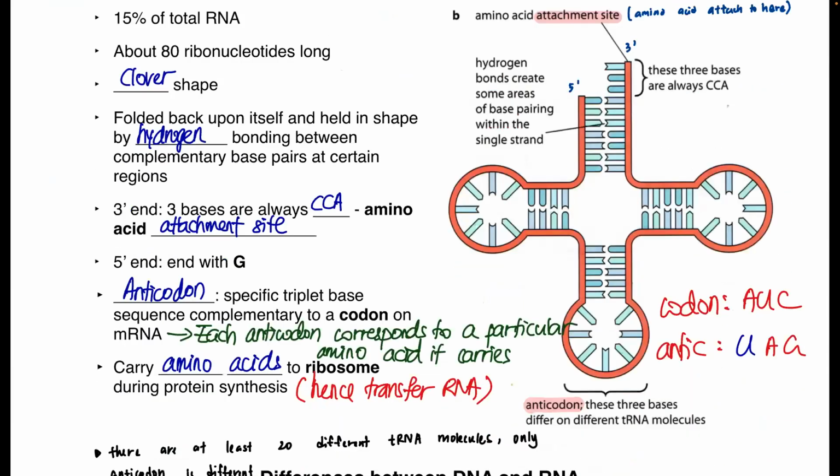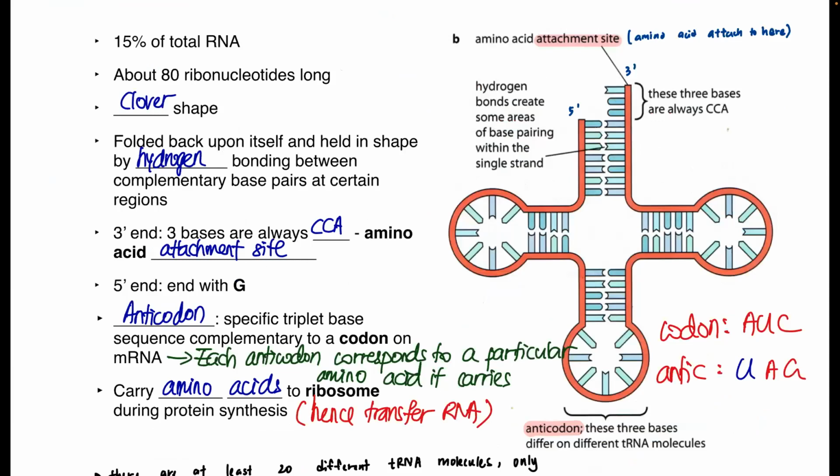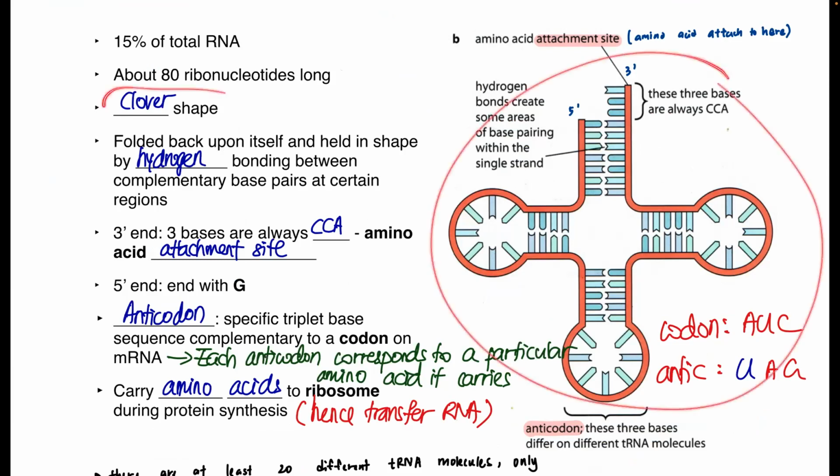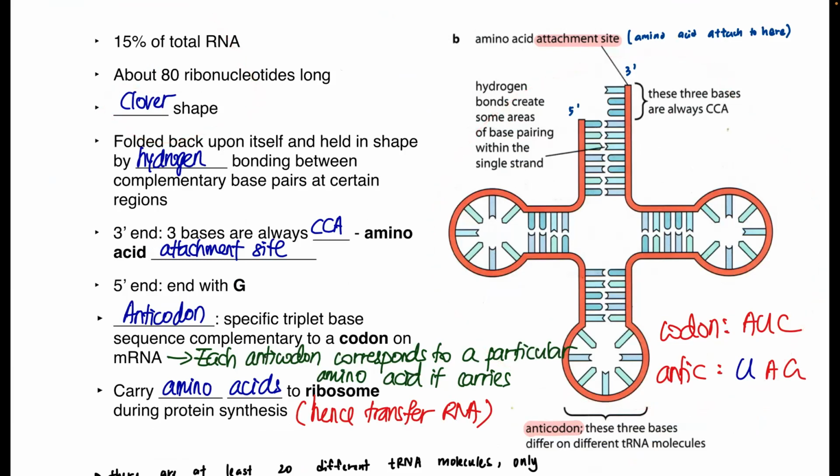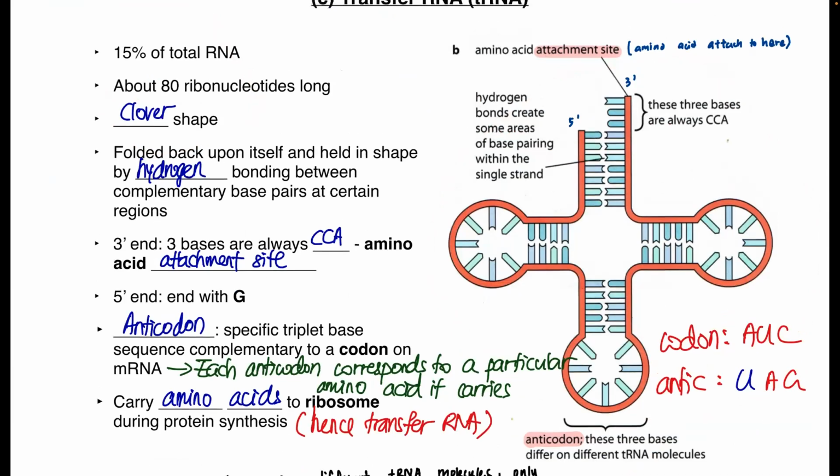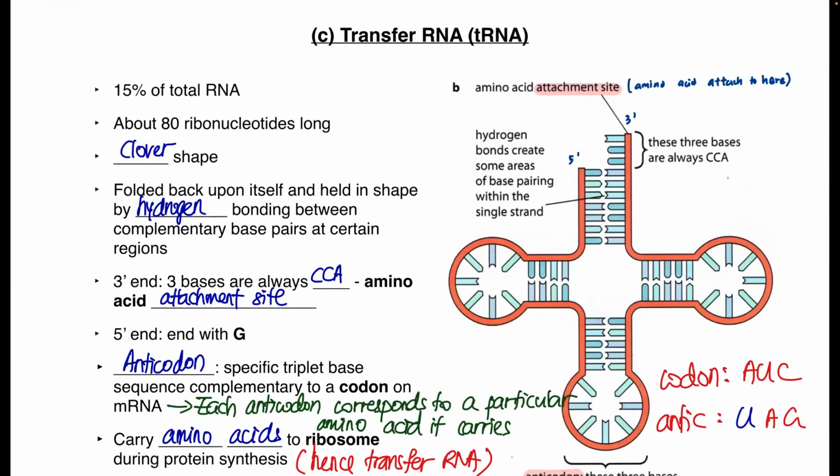And then we have tRNA. It has a typical shape that we describe as a clover shape. This shape that you see is a clover shape tRNA. It makes up about 15% of total RNA, about 80 nucleotides long. The word transfer also indicates its function, which is to transfer things.